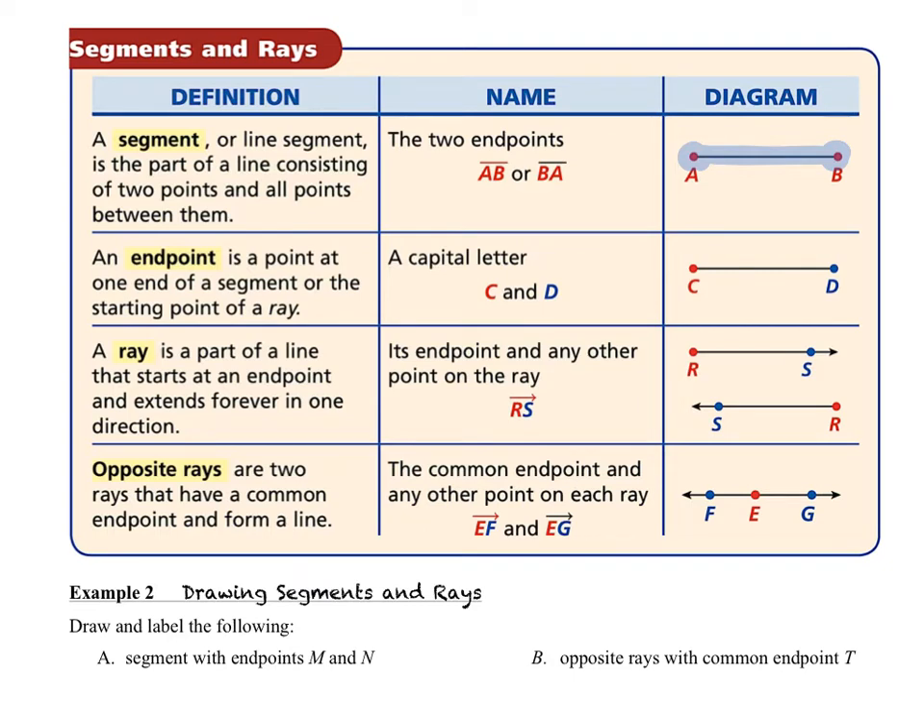Now, an endpoint is a point at one end of a segment or at the starting point of a ray. We always designate it the way we designate all points, such as C or D on our segment CD. Now let's talk about a ray. A ray is a part of a line. It starts at an endpoint and it goes forever in the other direction, opposite the endpoint. So if we're talking about ray RS, we have to write it with R as the endpoint, and it goes through point S.